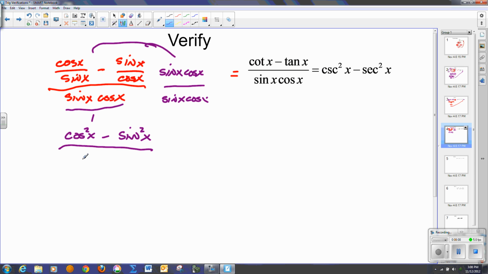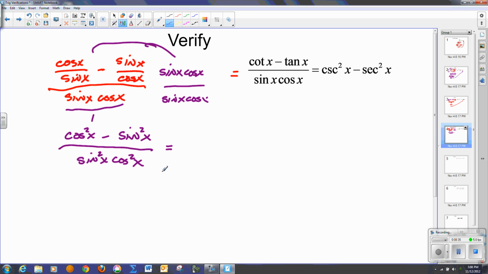over sine squared x, cosine squared x. And we look at the top and we go, hey, is that an identity? It's actually not. Sine squared plus cosine squared is 1, but cosine squared minus sine squared is not an identity that we know of at this point. All right. But I do notice, hey, look, I got some things that do match up on the top and bottom. I just can't reduce because of the subtraction sign.